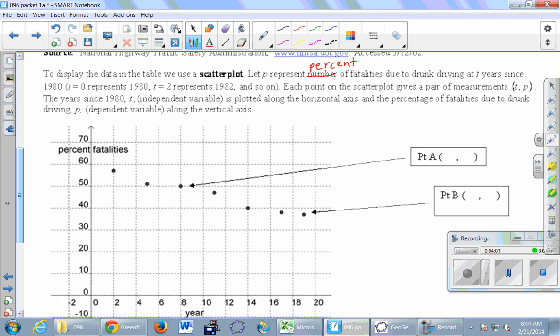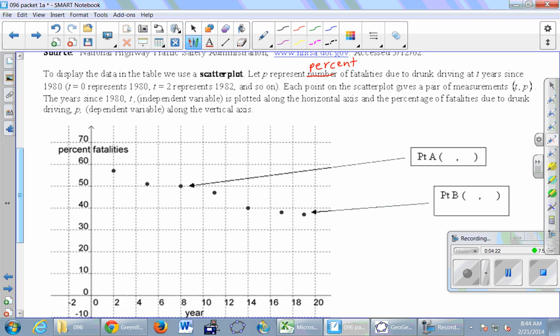So lots of vocabulary that maybe will look familiar if you came from our Math 095 introductory algebra. One little typo I made: in the beginning, I said P is the number of fatalities. It's the percent of fatalities, same as it was in the table. So we've got our independent axis down here on the bottom. That's time. And then our dependent axis is the vertical, the percent of fatalities that are related to drunk driving.